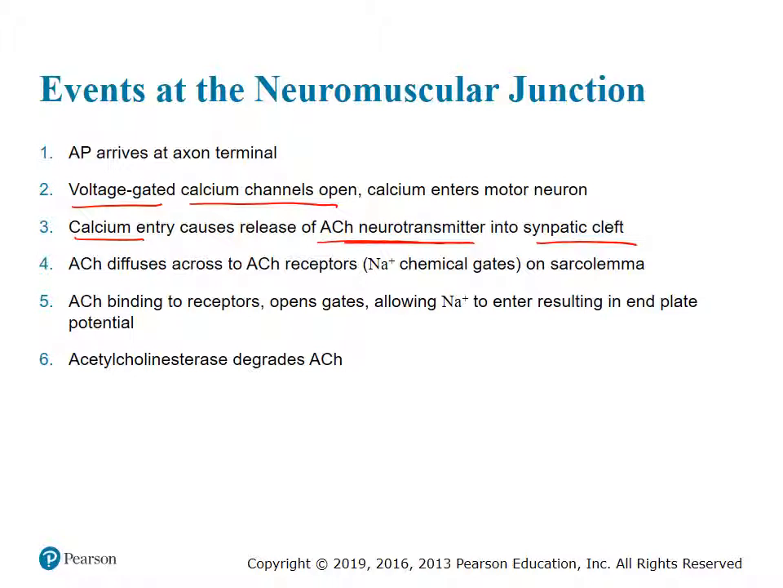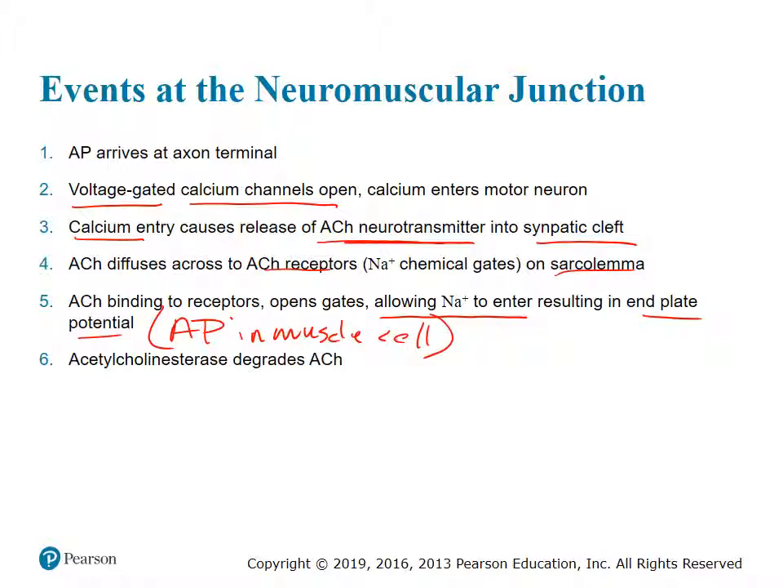Acetylcholine diffuses across the synaptic cleft, gets received by the acetylcholine receptors on the acetylcholine chemically gated ion channels on the sarcolemma on the muscle side. The binding of the acetylcholine to the receptors causes the ion channel to open up for sodium to enter into the muscle cell, and then causes an end plate potential or action potential in the muscle cell to be generated. Okay?